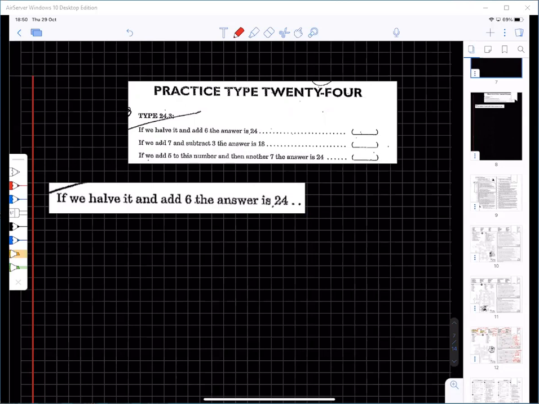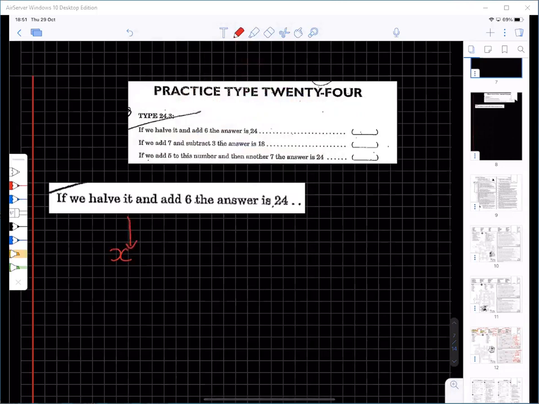What are they talking about when they say if you halve it? X. And yeah, that's lovely. The it is the x actually. They haven't mentioned x, but that's what they're referring to. That's what it means. Okay, lovely. Now, if we halve it, so the it is the x.